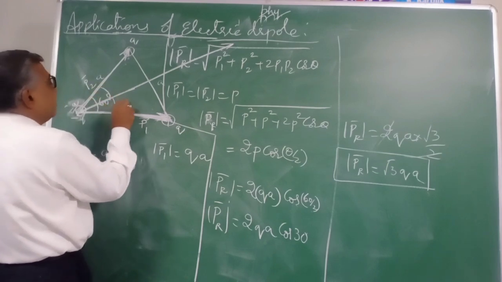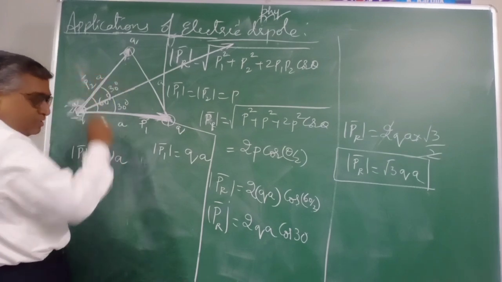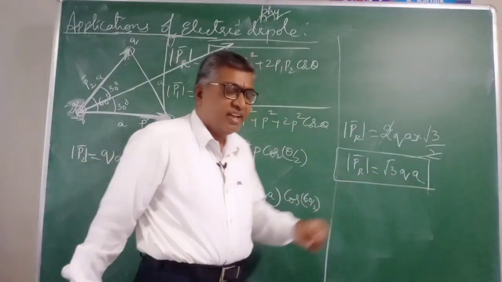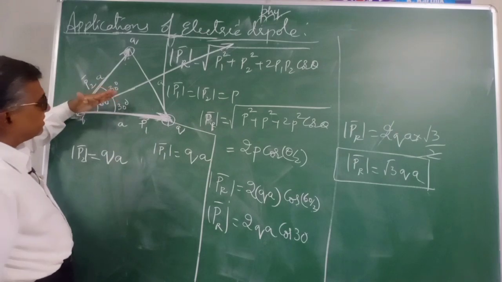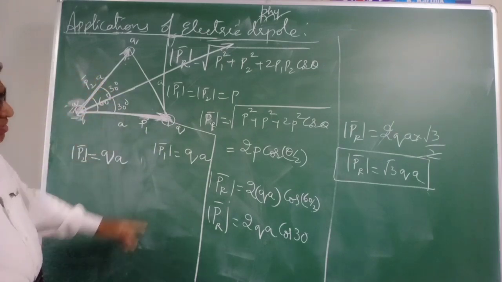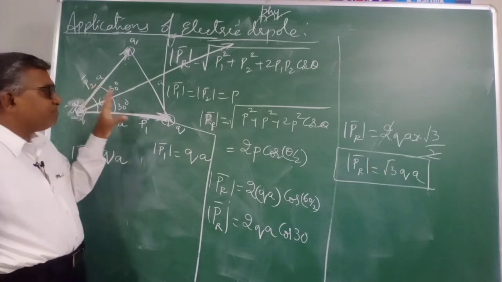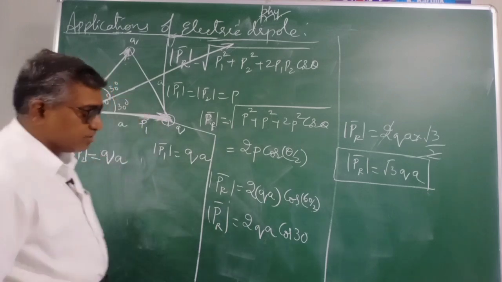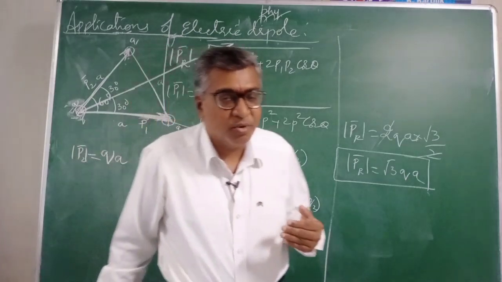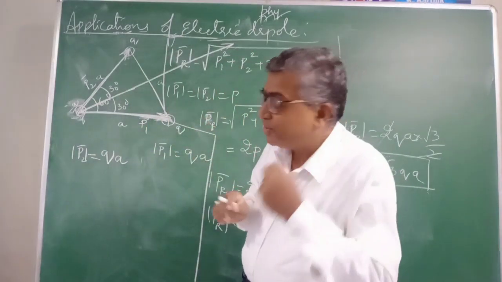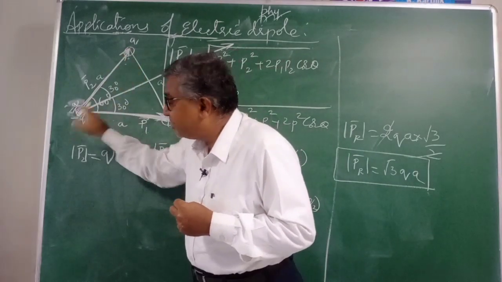This is 30 degrees and this is also 30 degrees. So the resultant dipole has a magnitude root 3 QA and it is an angular bisector equally inclined to both. So the magnitude and direction. This is a problem given in general as charges. But if you go deep inside, this is a molecule, a molecule with two unit charges and a double charge here.